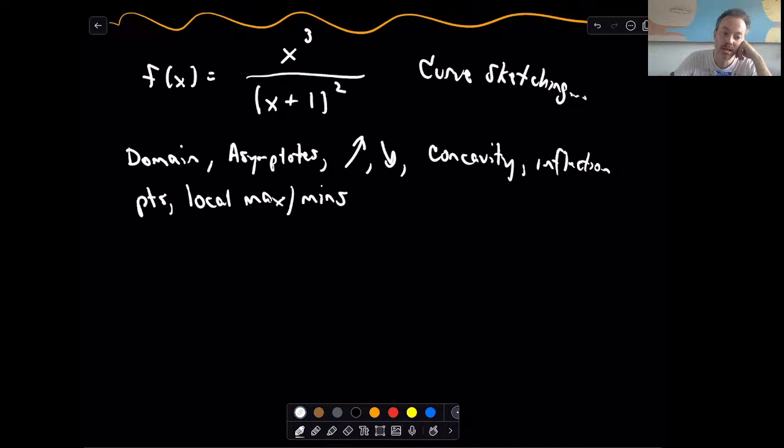Domain, intercepts, monotonicity, stationary points. What are stationary points? Those are like where the derivative is 0, right? Inflection points. Okay, you want to do most of the stuff. Okay, let's go through this. So this will be a good review for those of you doing calculus. So this is basically a big calculus question.